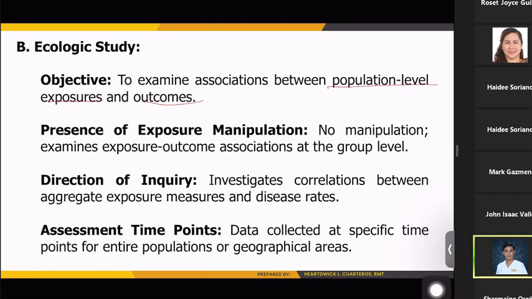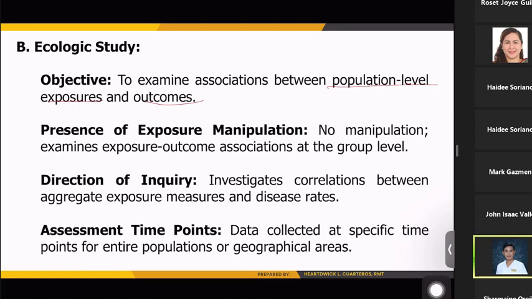Okay? So, we have here also the presence of exposure and manipulation. So, gaya din po yan ni case report and your case series, no manipulation pa rin. Okay? It's because it examines exposure outcomes association at the group level. Okay? So, hindi nila pwedeng palitan or intervene ang nag-gather nilang results. Okay? No manipulation. Direction of inquiry.